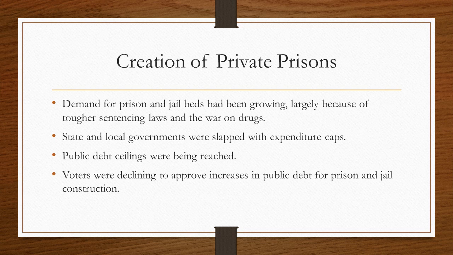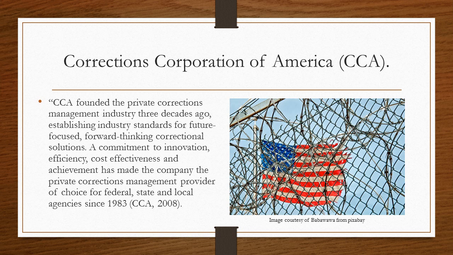According to Carlson and Simon, the District of Columbia sold its correctional treatment facility to the Corrections Corporation of America for $59 million, and the firm will operate for the district on a 20-year leaseback arrangement. Corrections Corporation of America founded the private corrections management industry 3 decades ago, establishing industry standards for future-focused, forward-thinking correctional solutions. A commitment to innovation, efficiency, cost-effectiveness, and achievement has made the company the private corrections management provider of choice for federal, state, and local agencies since 1983.